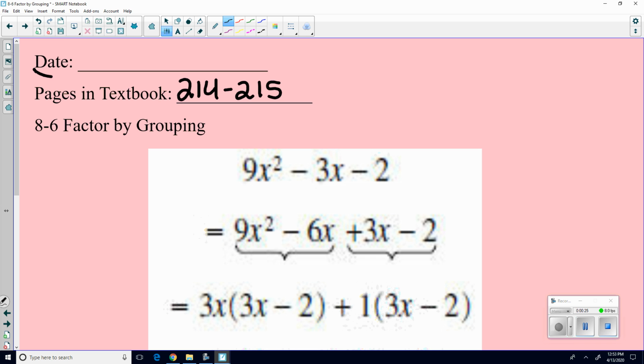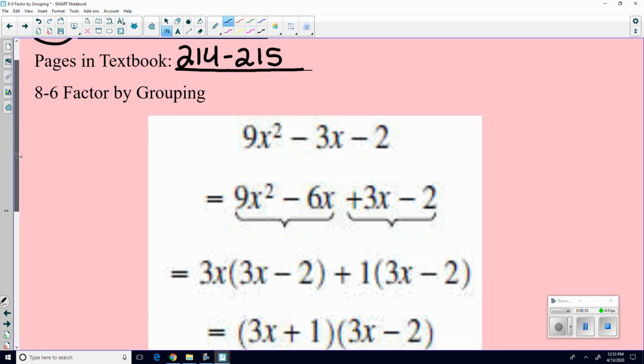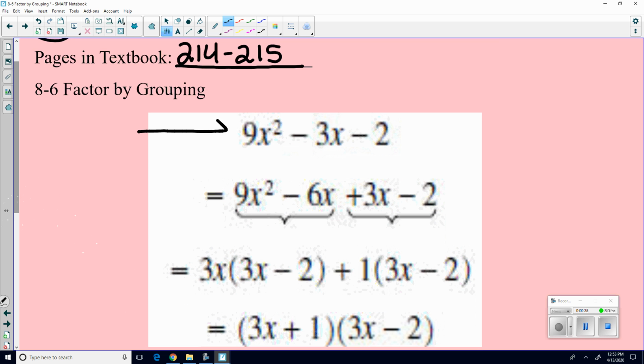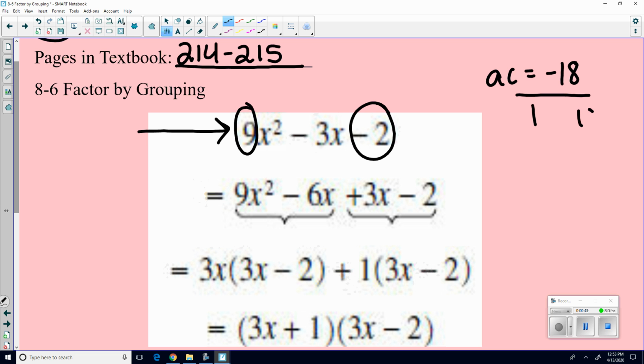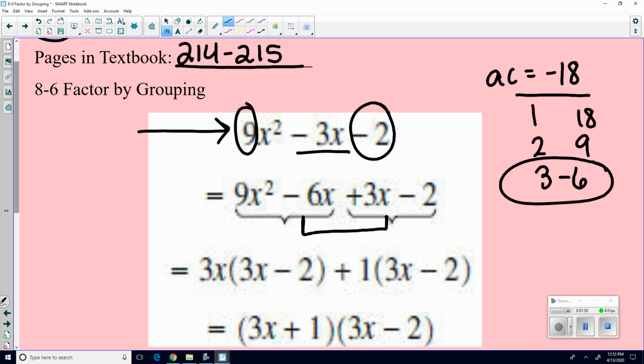First of all, you can put today's date in. You can see the pages are 214 to 215. And let's take a look at my example here on the board for you. I start with this trinomial. And as a reminder, it would have been A and C, which would have been negative 18. So I look for my factors of that, 2 and 9, 3 and 6. I go back and say I want to make negative 3. So I would have chosen these two factors, negative here. And so that's what they did right here for you.